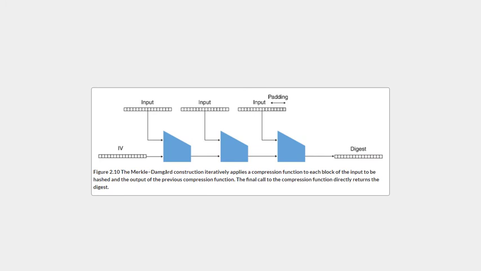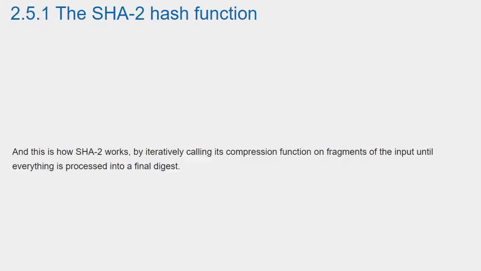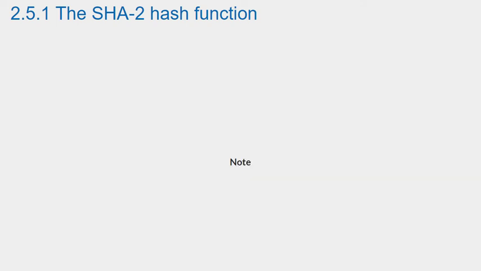Second, it iteratively applies the compression function to the message blocks using the previous output of the compression function as the second argument to the compression function. The final output is the digest. Figure 2.10 illustrates this step. And this is how SHA-2 works, by iteratively calling its compression function on fragments of the input until everything is processed into a final digest.